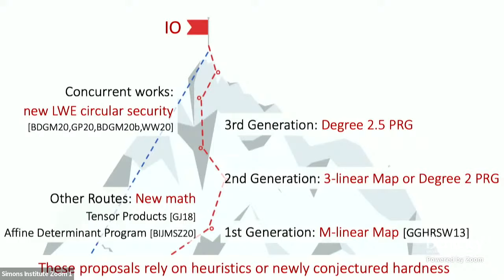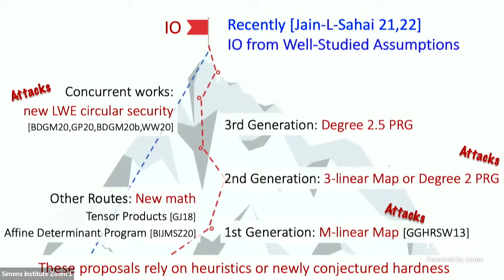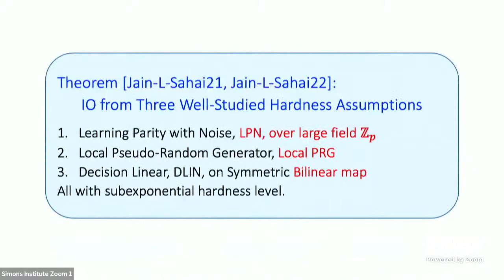Unfortunately, up until recently, all these proposals rely one way or the other on some kind of heuristic in the form of newly conjectured hardness. Fortunately, all this amazing body of work has really laid the ground and forged the path for building IO. And in two recent works, we managed to finally obtain IO from well-studied assumptions. And more formally, we build IO based on three hard problems. I will read them to you.